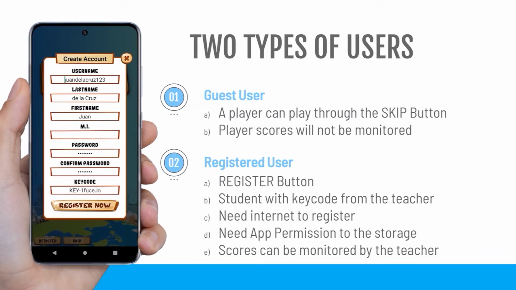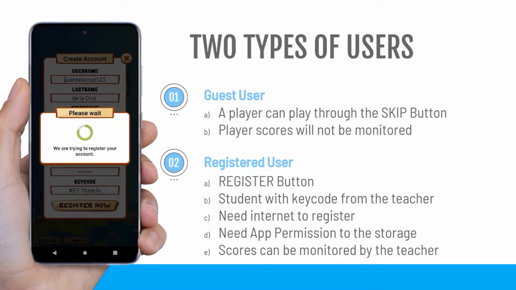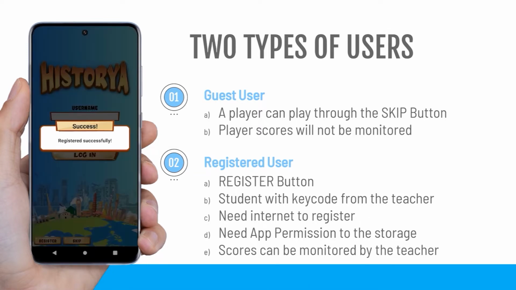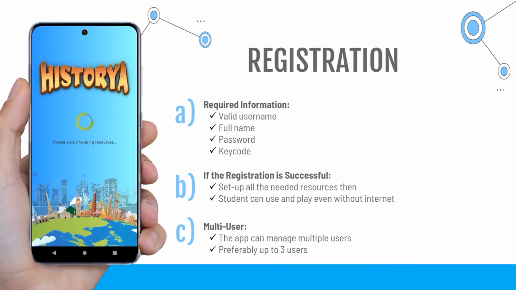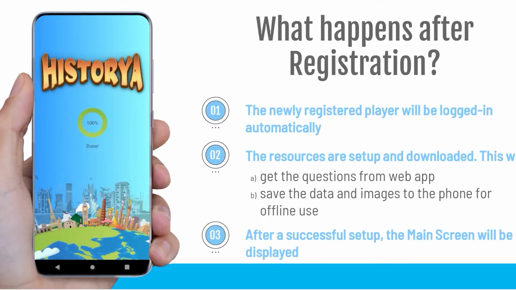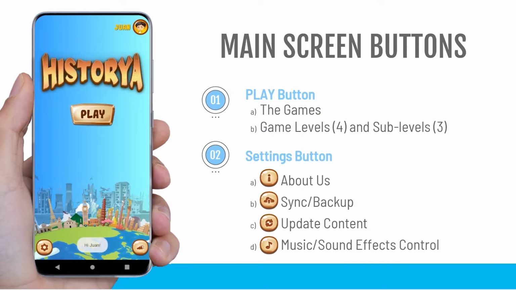Guest users are those users who don't have a key code or are not part of a class. Registered users are those users associated with a class and need to register to be included in the class record of the teacher. If the login is successful, the application will redirect the user to the main menu. Apart from the Play Game button, essential features can be seen on the main menu of the mobile platform. These features include the Update, Sync, Instruction, and View Stats.